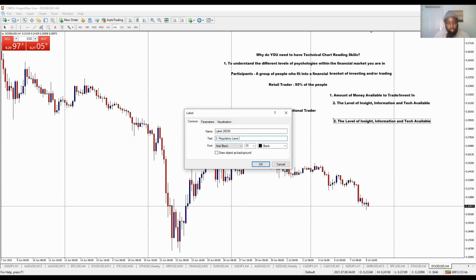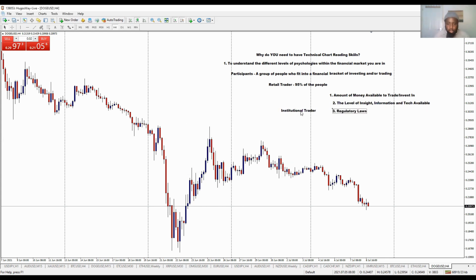laws. Regulatory laws are another thing that separates institutional traders from retail traders. For example, there are some brokerages where unless you have an institutional license, you don't have access to higher level or higher leverage accounts. Now, for those of you who don't know what leverage is, it's the amount of buying power your money has.